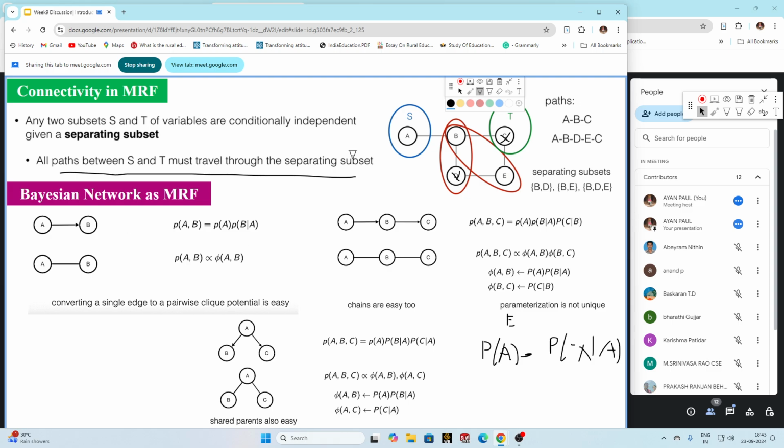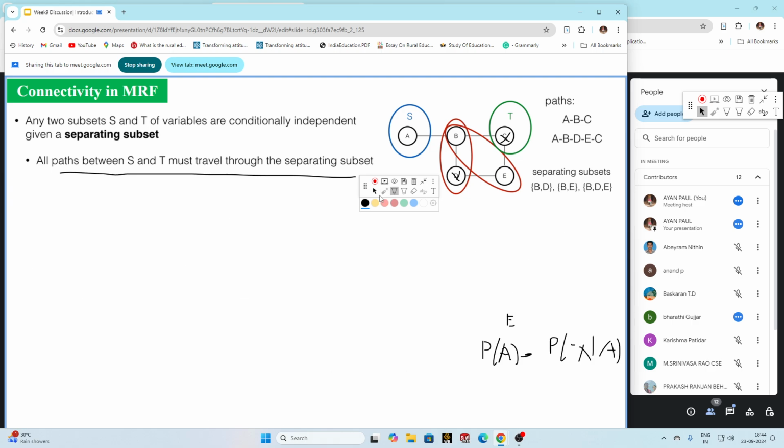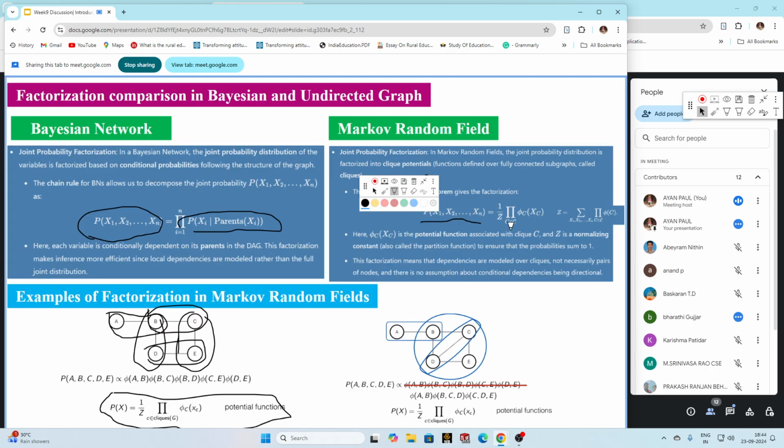Anyone any doubt regarding this? This is a very fine concept. If any doubt, you can ask. Sir, just now we explained factorization, right? Means we need to create the subgraphs. Can you explain with an example how we can calculate the size of that factorization, sir? That formula you told, 1 by Z, product of that.